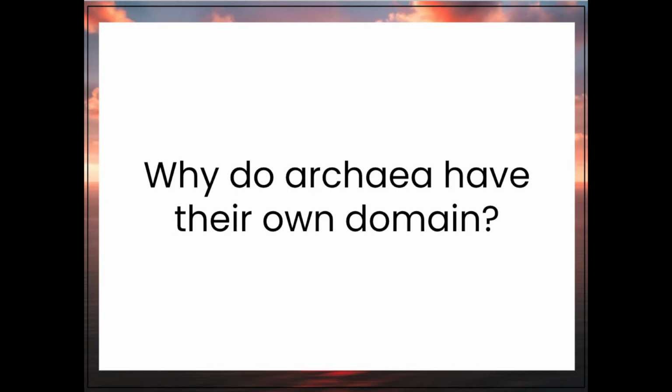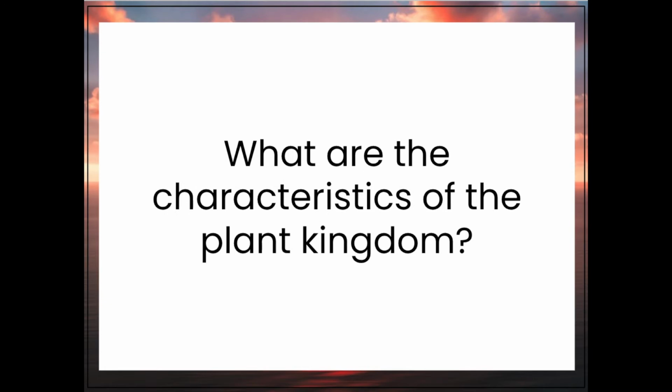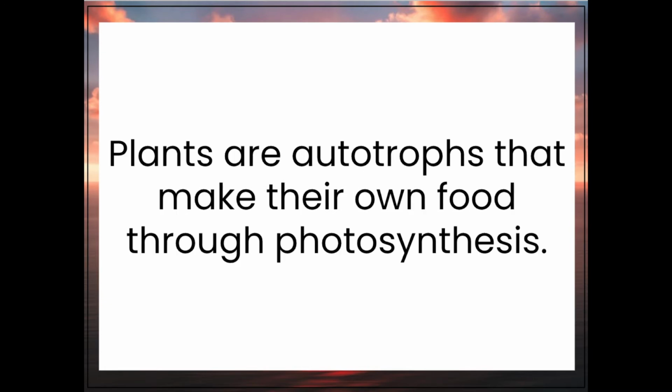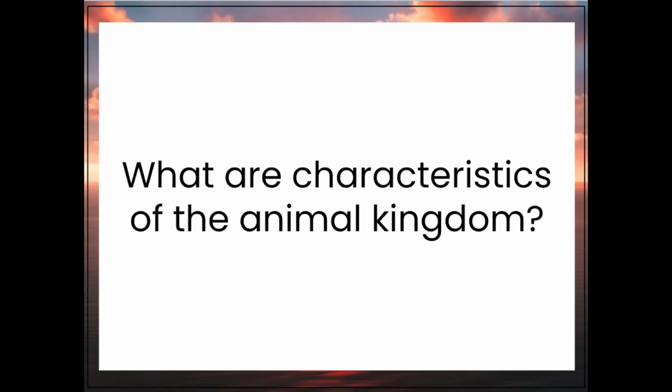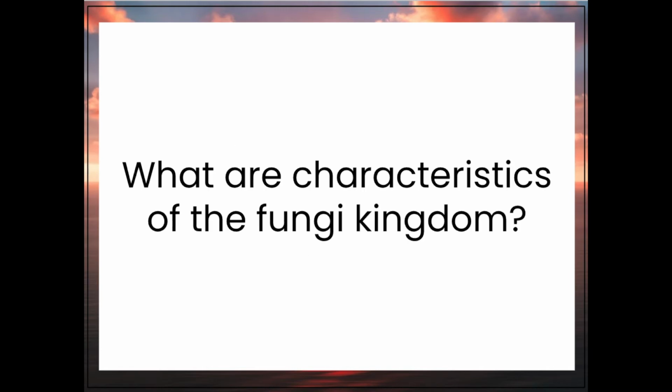Why do Archaea have their own domain? Archaea are single-celled organisms without nuclei, like bacteria, but their RNA is more similar to eukaryotic RNA than bacterial RNA. What are the characteristics of the plant kingdom? Plants are autotrophs that make their own food through photosynthesis. What are the characteristics of the animal kingdom? Animals are heterotrophs who need to eat to get energy and use energy to move around.